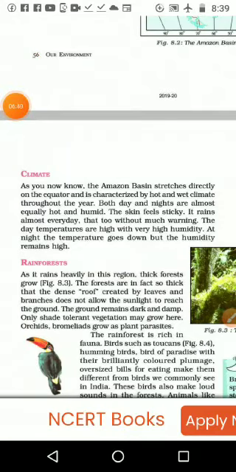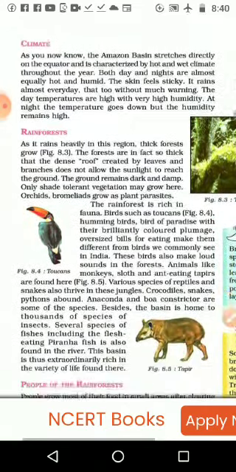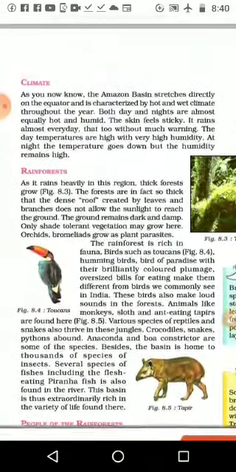So we have seen the countries through which the equator is passing. At the same time, wherever we are having the rainforest, we are having rainforest in the American continent, then the African continent, then the Asian continent, as well as in Australia. Okay, then next one, the climate of the Amazon basin we are going to see.